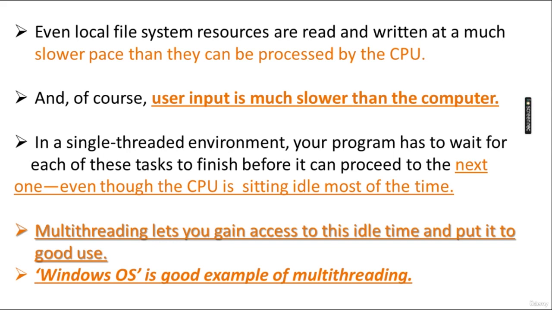The Windows operating system is a good example of multithreading. For example, you have opened the internet and you are downloading some file from your mail, and it is running in the background. In the same way, at the same time you are writing some text in Microsoft Word, or you are painting, or you are running a song in the background that you can be hearing. So the Windows operating system is a good example of multithreading.